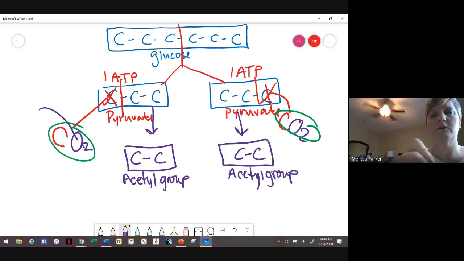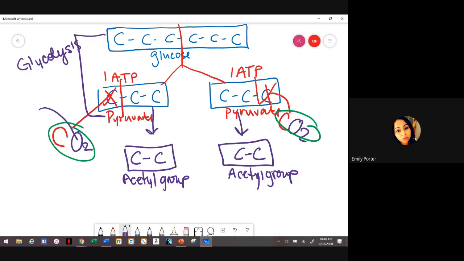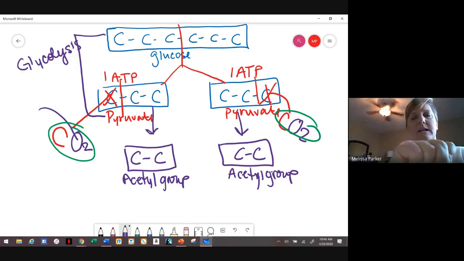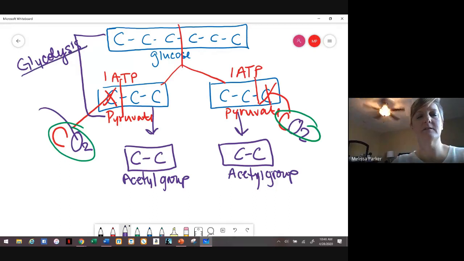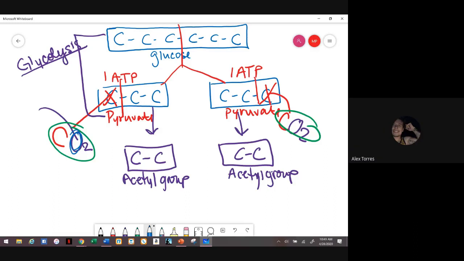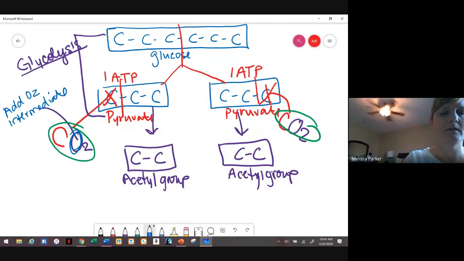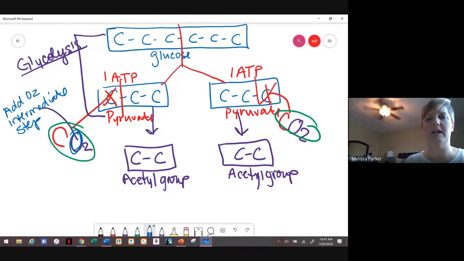Okay, so this process to here, this is called glycolysis, right? So the process of taking the one glucose molecule and converting it into pyruvate, that process is called glycolysis. What do I call this process when I add the oxygen right here? What is that called? Is it the intermediate step? Yes. When you add oxygen, that's the intermediate step. Now that I've added oxygen, can I make glucose again?